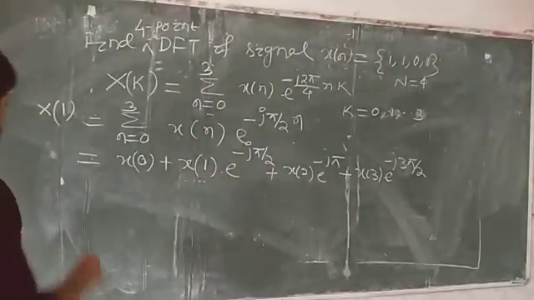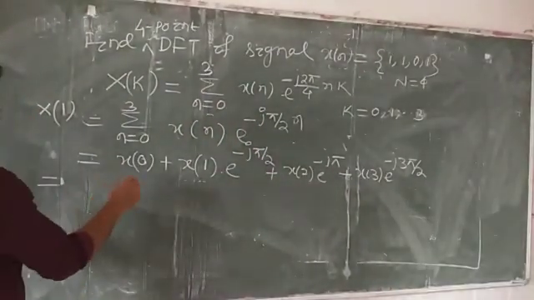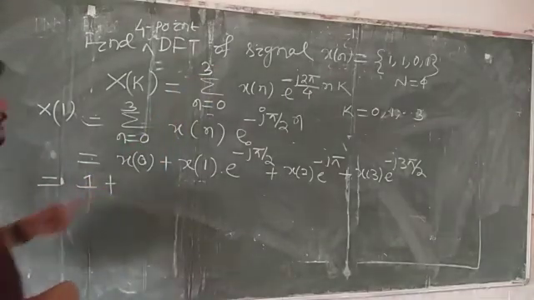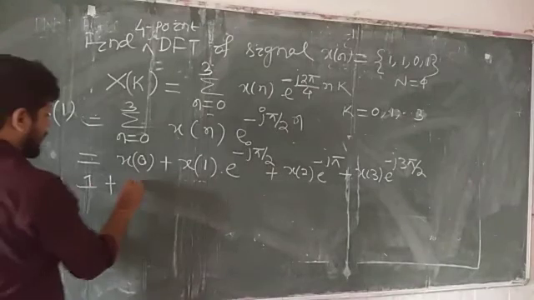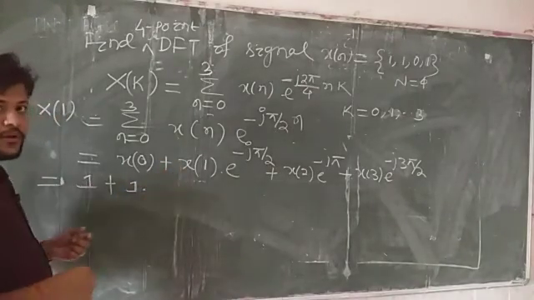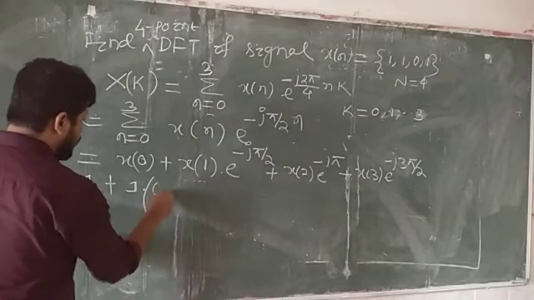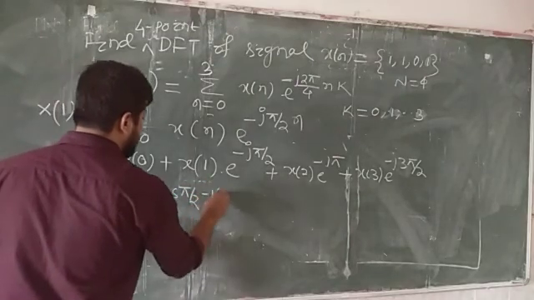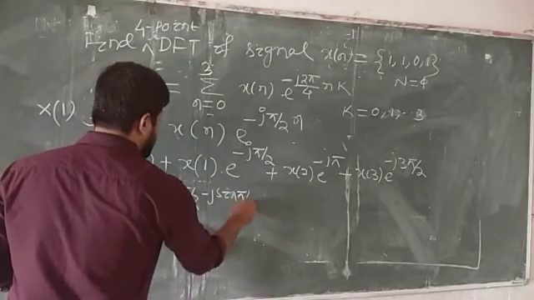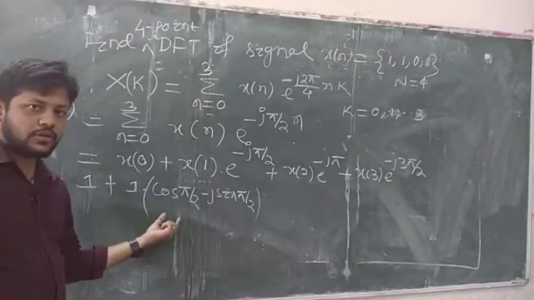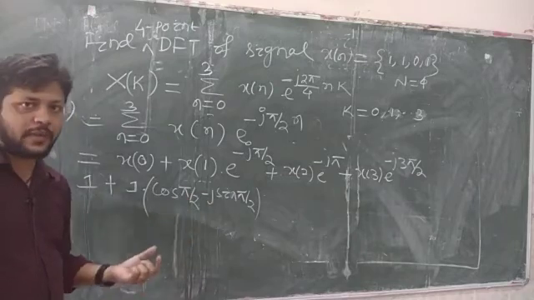Then we have to see the value of x of 0. We know the value of x of 0 is 1, plus, in place of x of 1 we write 1 into e to the power minus j pi by 2. We open it: that will be cos of pi by 2 minus j sin pi by 2, and we know the value of cos pi by 2 is 0, and sin pi by 2 value is 1.